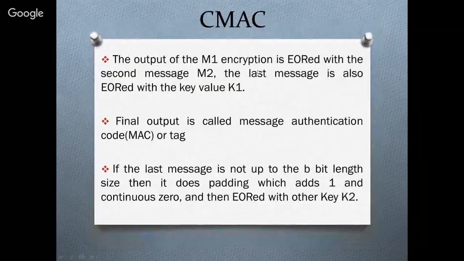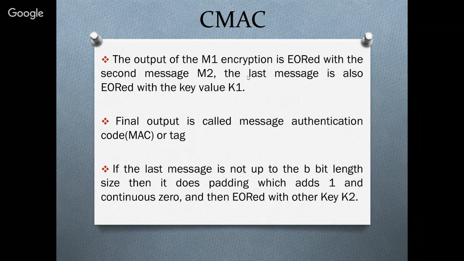The last message is also XORed with the key value K1, and the result is given as the final output, which is called the message authentication code, or a tag. If the last message is not up to the B bit length, say in the case of AES, the message has to be divided into 128-bit blocks, so the B value will be 128 bits.